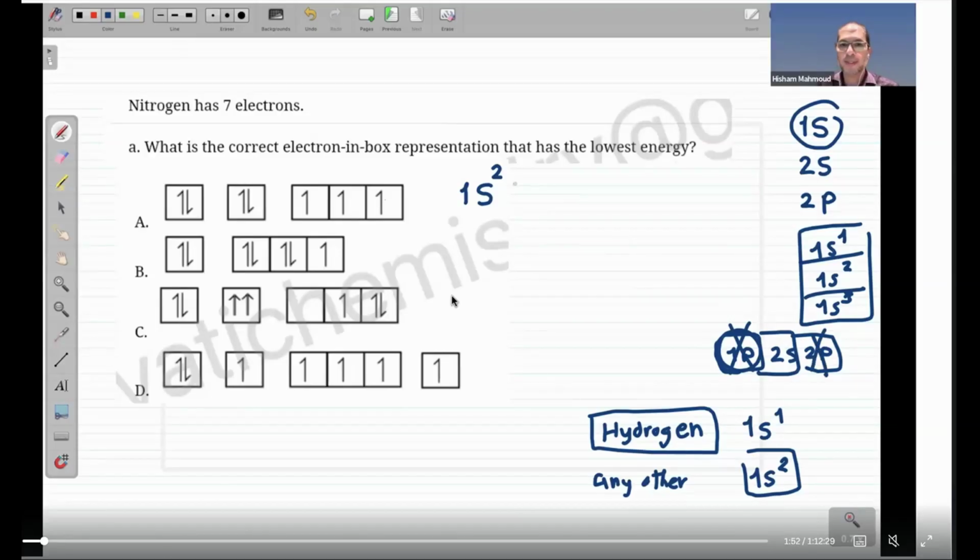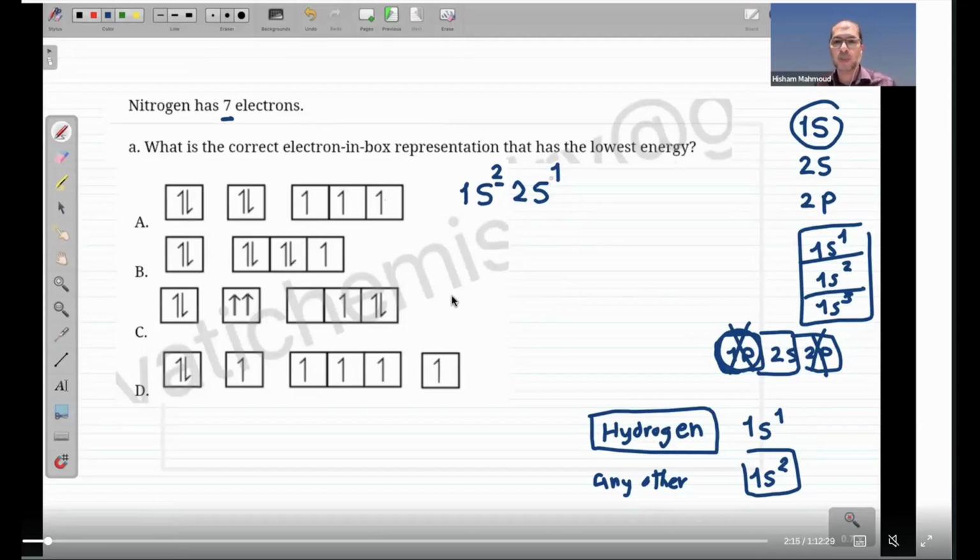Do I say 1s2 and then 1p or 2s or 2p? Of course, it's not 1p. There is nothing called 1p in the first energy shell. So I will say 2s. And I didn't reach the 2p yet, so I don't say 2p. I have to make the 2s first, and after that I will say the 2p.